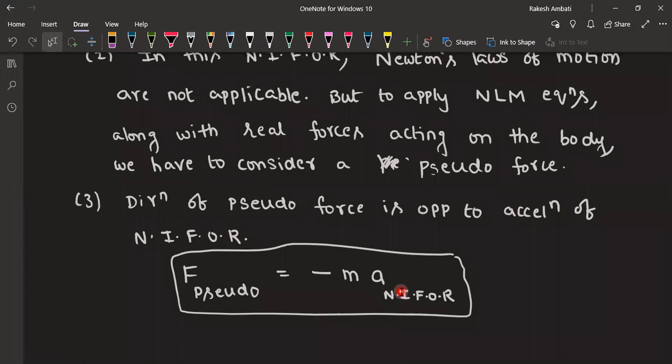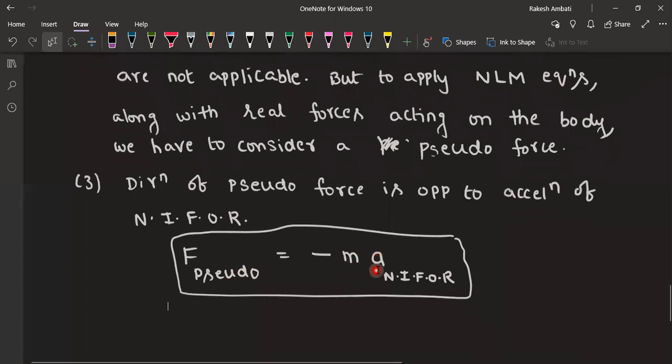Would you explain the acceleration part again? So the direction of the pseudo force is opposite to the direction of acceleration of the non-inertial frame. For example, if the non-inertial frame is accelerating forward, the pseudo force acting on the body will be in the opposite direction, the backward direction. Here m means the mass of the body on which pseudo force is acting.